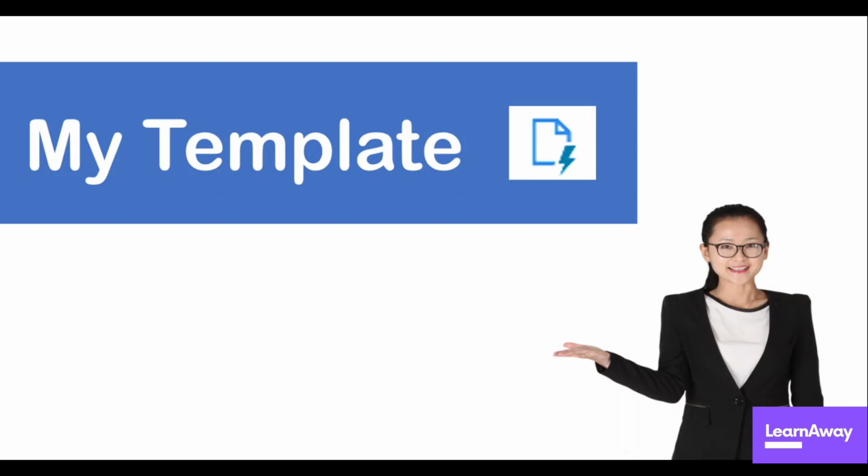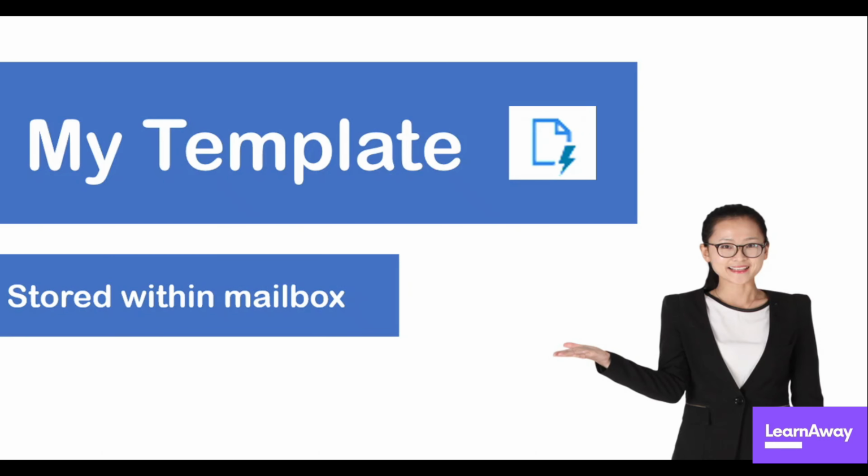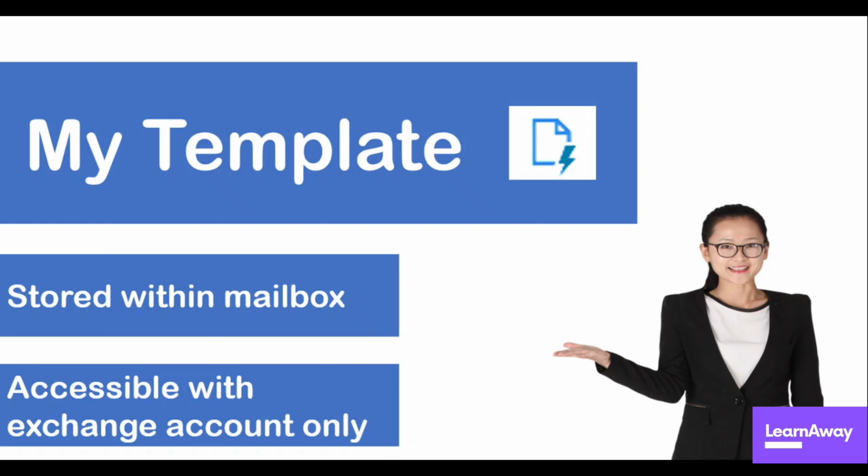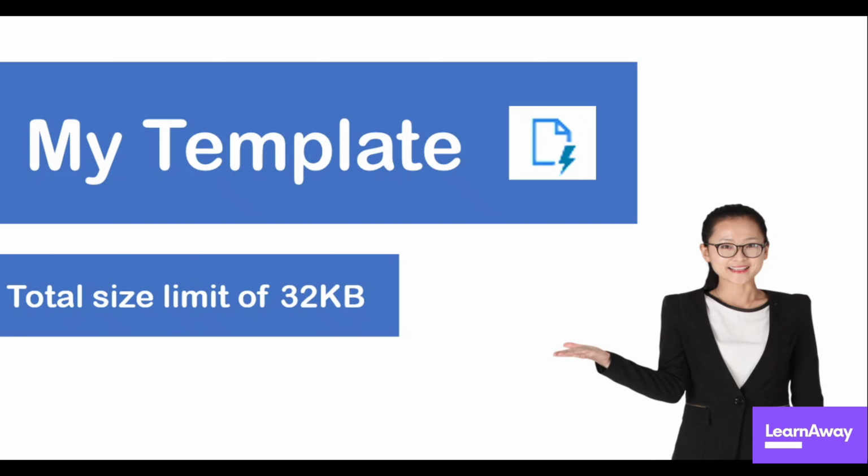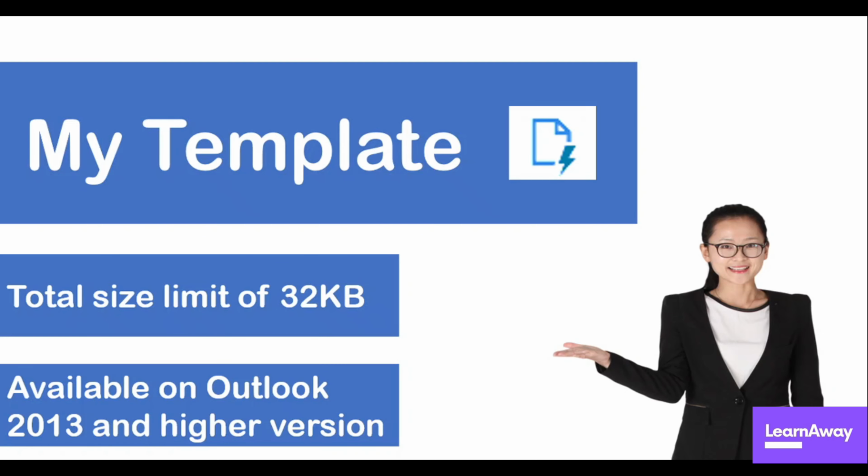So the first method we'll talk about is My Template. It is stored within the mailbox, so whichever device you log in with your mail ID, you will be able to access your saved templates. It is accessible with your Exchange account only. Without it you won't be able to use this feature of Outlook. The total size limit is 32 KB, so you have to make sure that it stays within that size limit, but it is fine enough for you to use it conveniently. It is available only on Outlook 2013 and higher versions. Before that, this feature was not available.